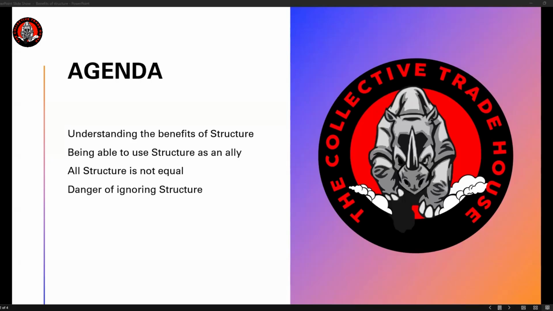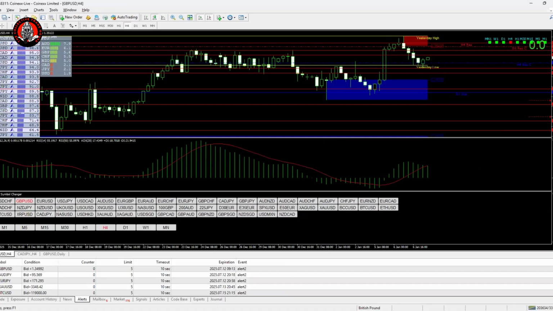Okay. All right. So the second part of this, being able to use structure as an ally, we kind of stole the thunder from the second bullet point here in the agenda. But you have to understand that's exactly what structure is. It shouldn't be treated as this boogeyman, right? And the other question I was going to ask: can past price be considered as a form of structure? Yes. Absolutely it can.